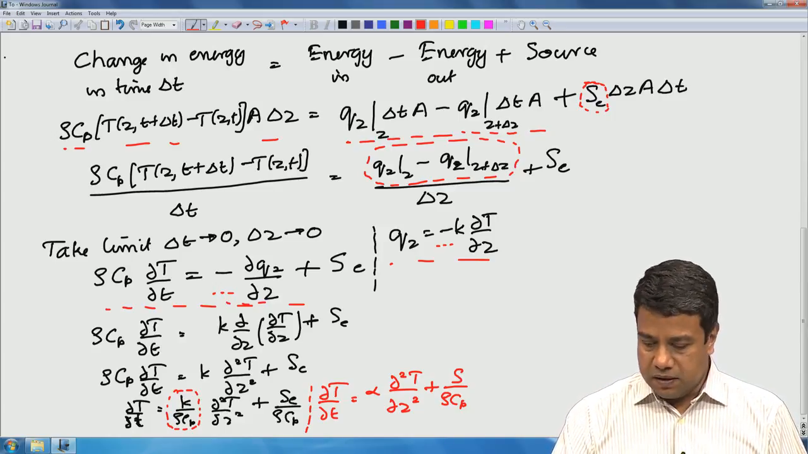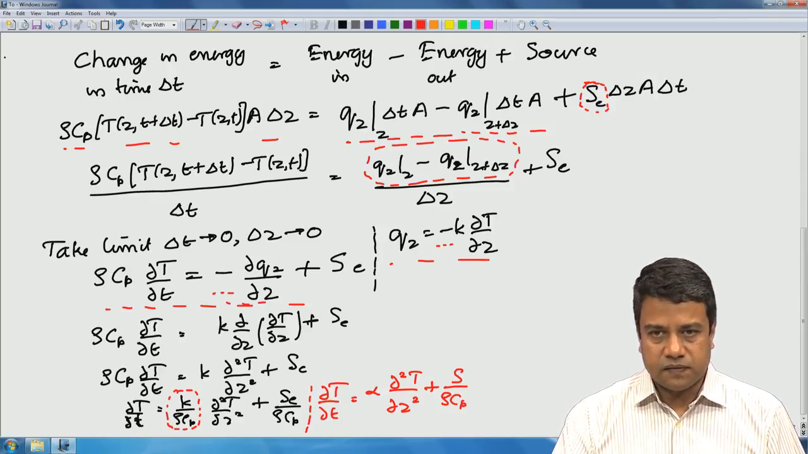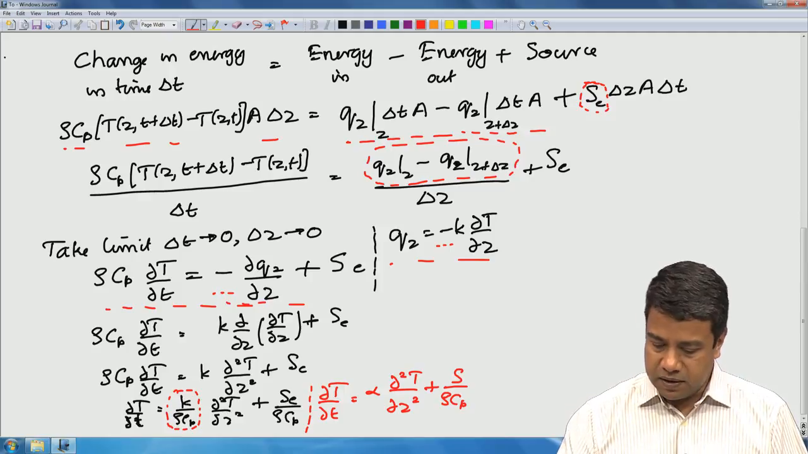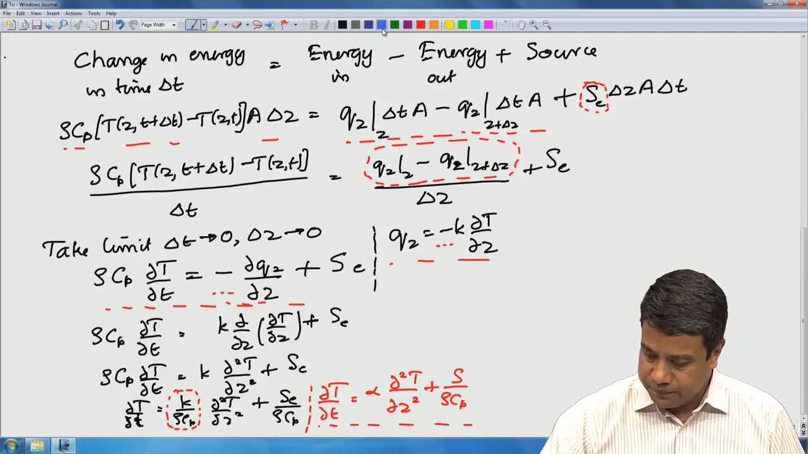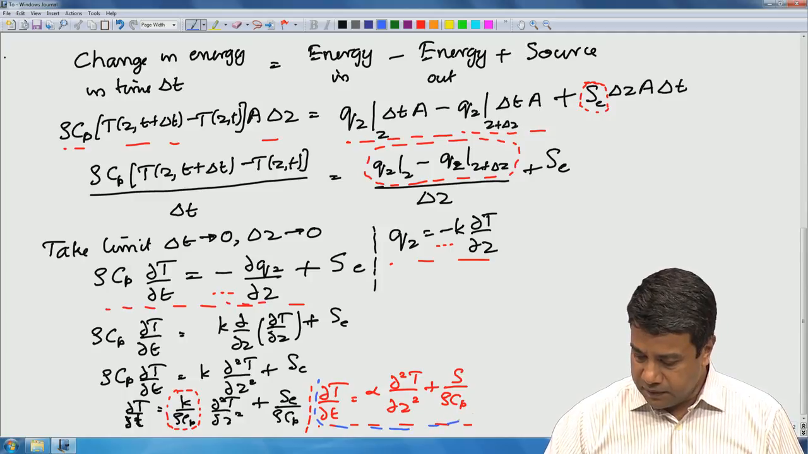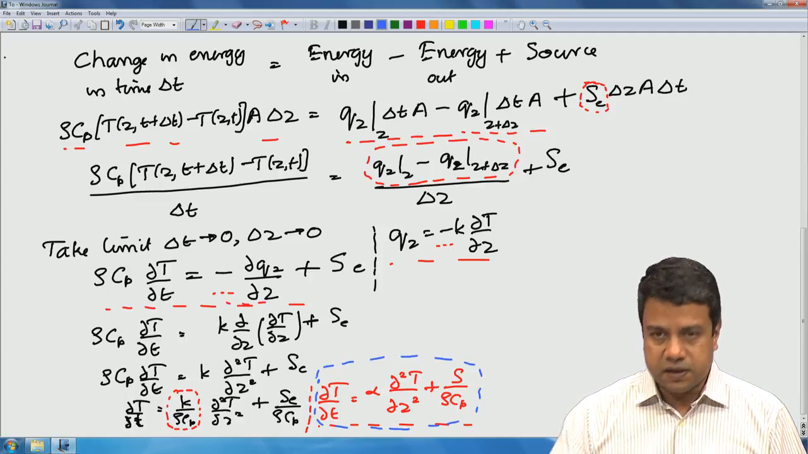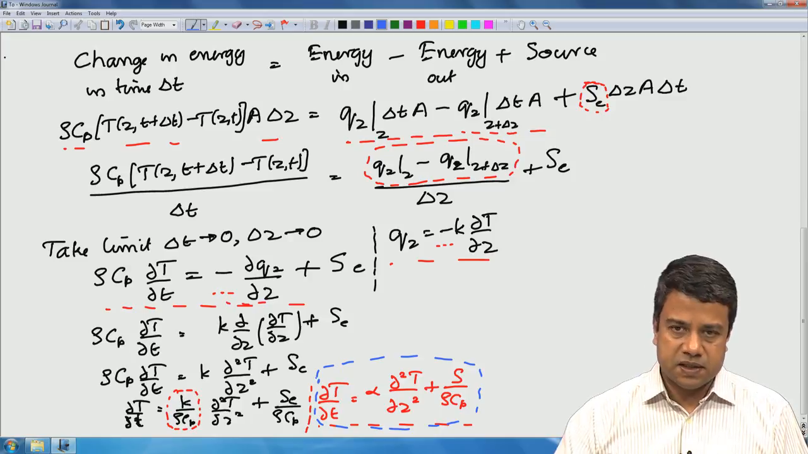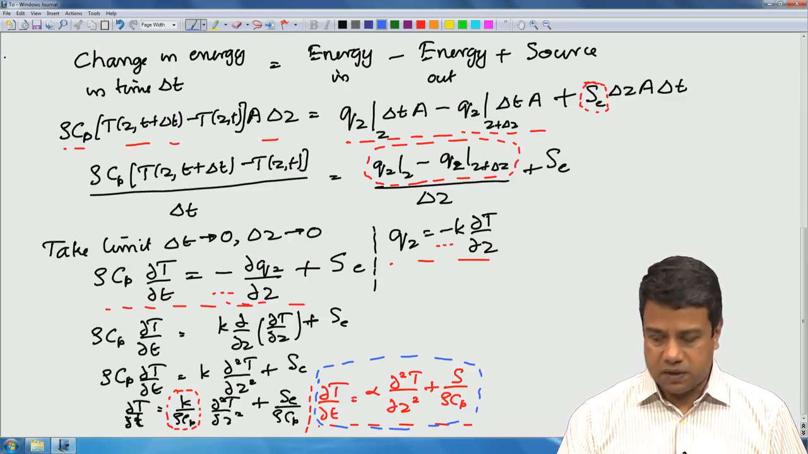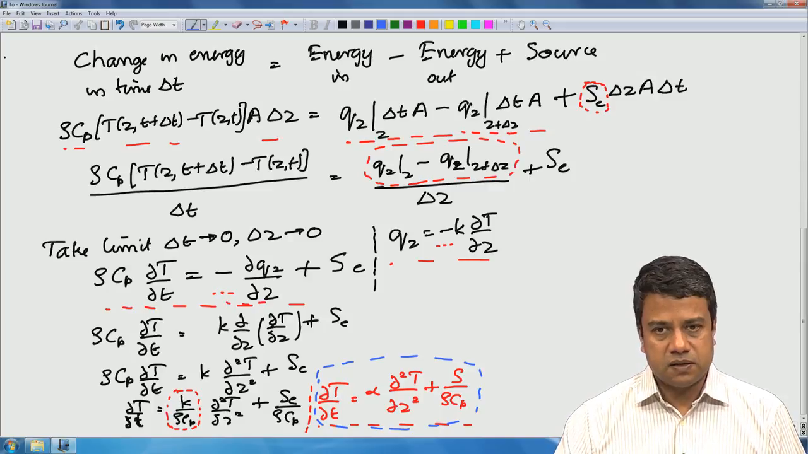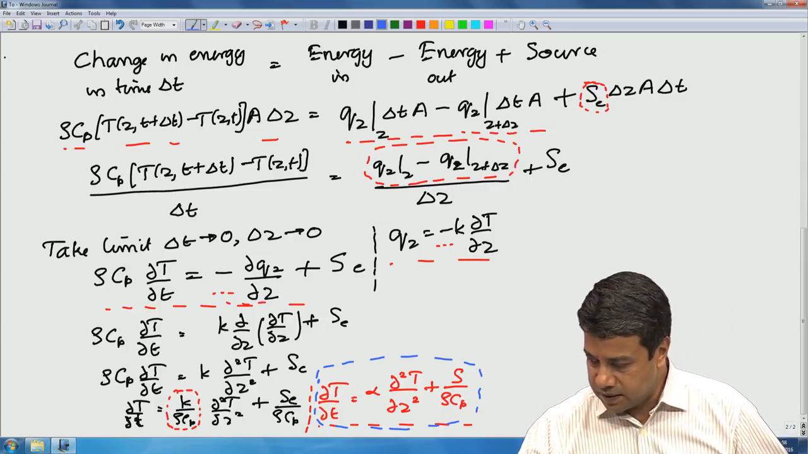Once you have that, you express the flux in terms of the temperature through the constitutive relation, and then you get a diffusion equation of this kind. The rate of change of temperature is equal to a diffusion coefficient times the second derivative with respect to spatial position due to diffusion, plus any source or sink of energy.